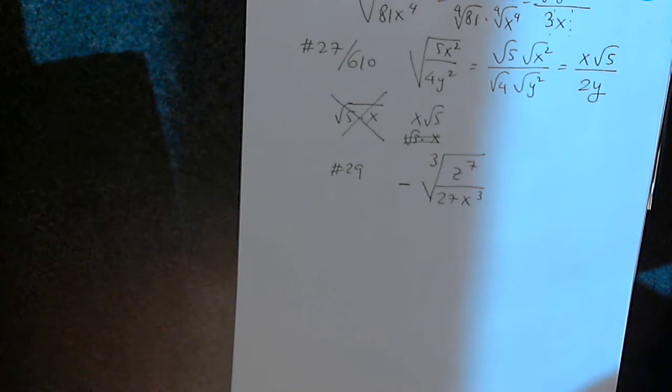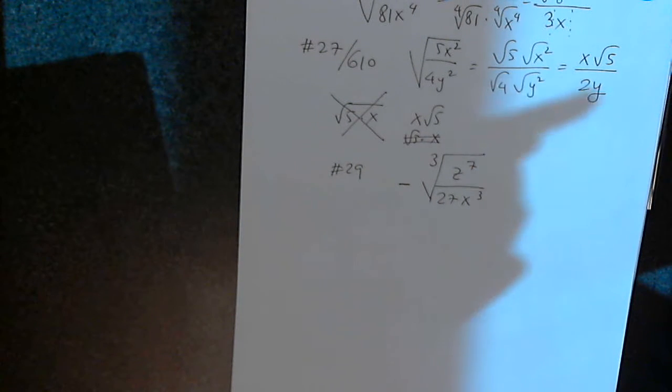It's a cube root of 27, not 9, 3. Yes, because 3 times 3 is 9, 9 times 3 is 27.